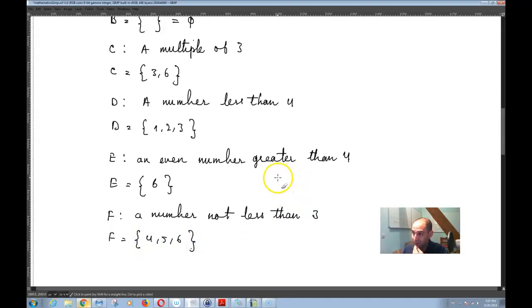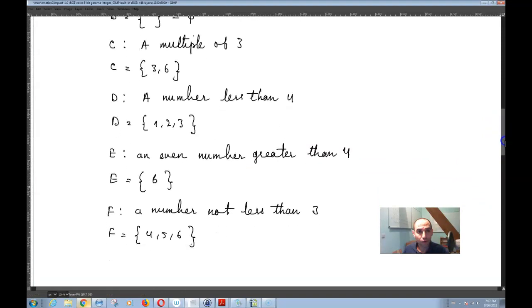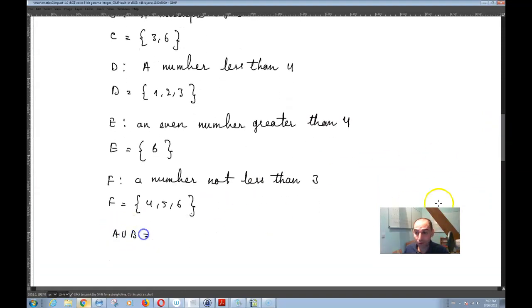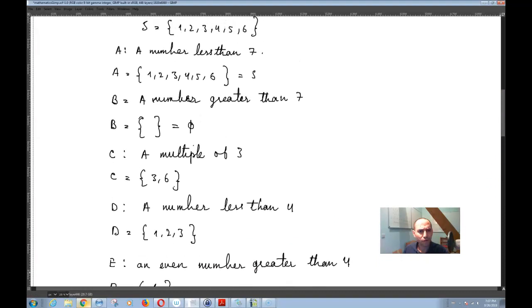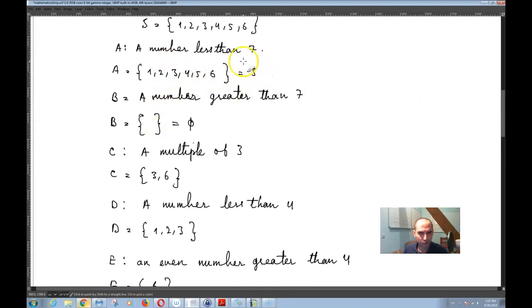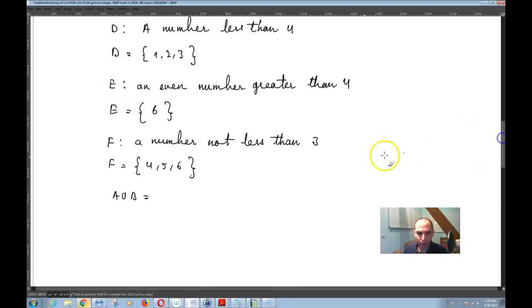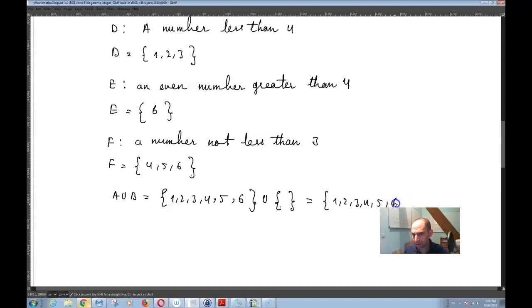Now what we want here is, for example, find the union of A and B. So A union B would be equal to basically the union of this set with the null set, which is the set itself. So it would be again equal to the set 1, 2, 3, 4, 5, and 6 union with the null set, which is equal to 1, 2, 3, 4, 5, and 6, which is equal to S itself. And instead of this, of course, you can write the null set.